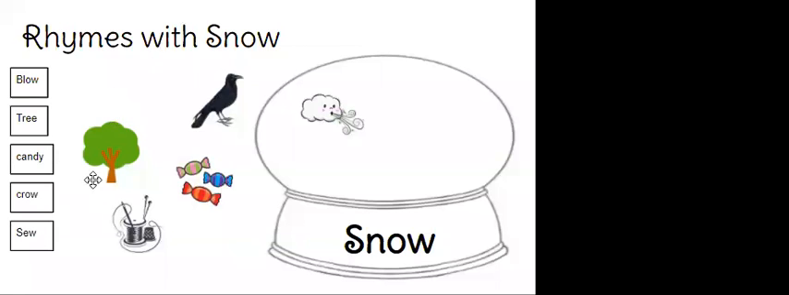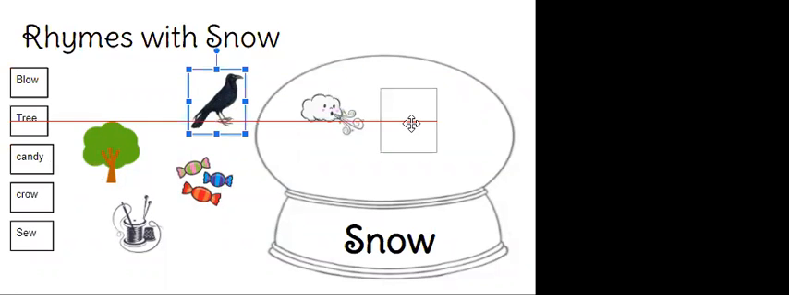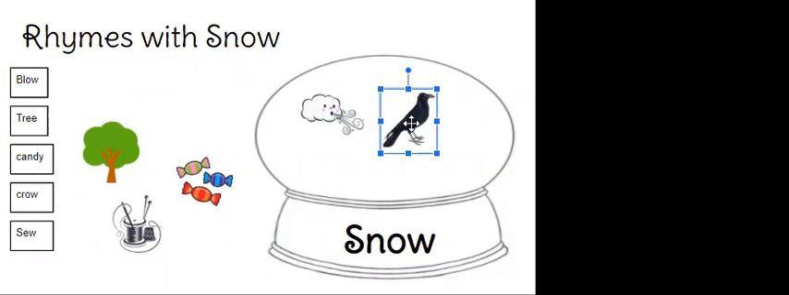And you would just go through. We would say, oh, look, the next picture I have here is tree. Does the word tree rhyme with snow? And we would all say, no, it doesn't. So we would leave that one here, and then we can come to crow. Yes, we're going to slide him in. So it's just a really simple drag and drop activity for students to be aware of those sounds.